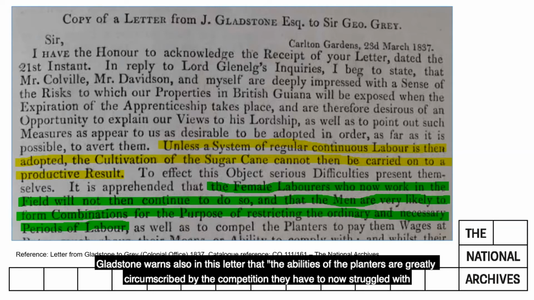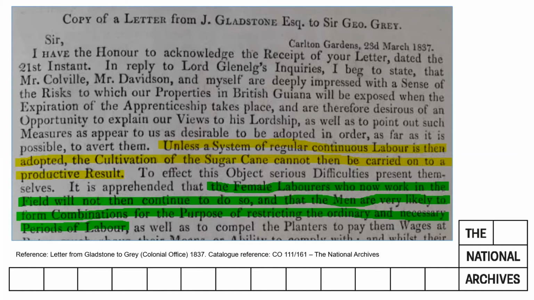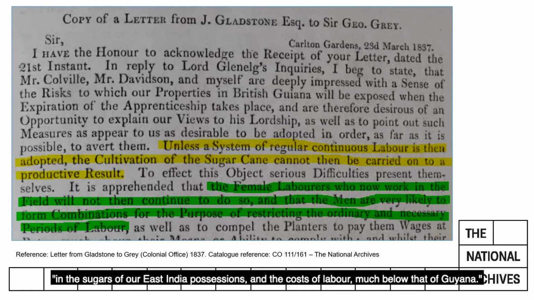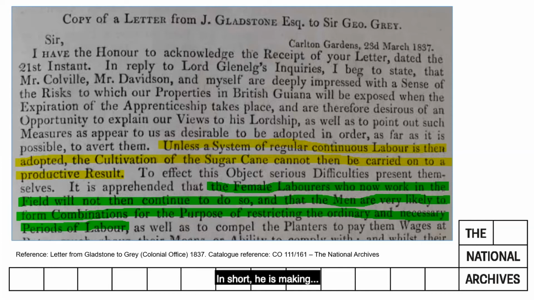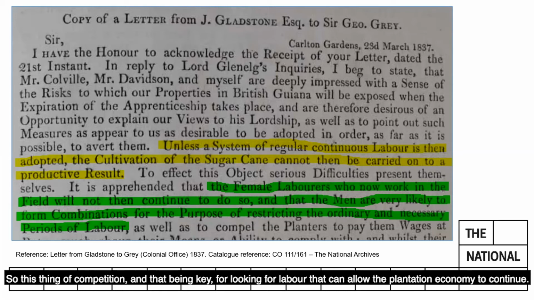Gladstone warns also in this letter that the abilities of the planters are greatly circumscribed by the competition they have now to struggle with in the sugars of our East India possessions and the costs of labor much below that of Guyana. In short, he's asking for minimum indentures of 5 years so that he can compete with planters in Mauritius and elsewhere. So this thing of competition is key to looking for labor that can allow the plantation economy to continue.